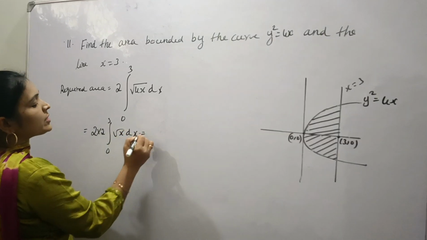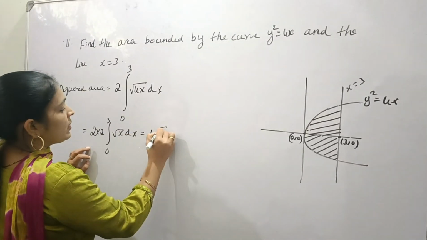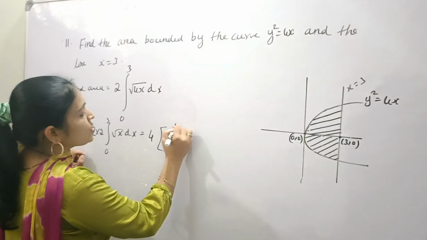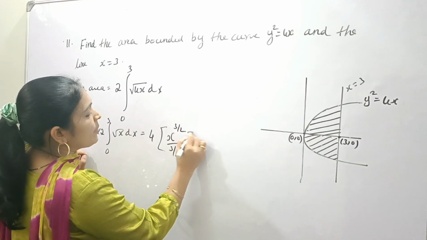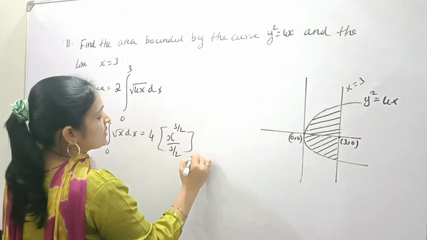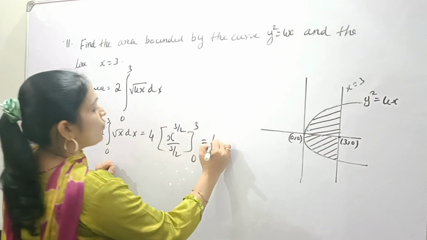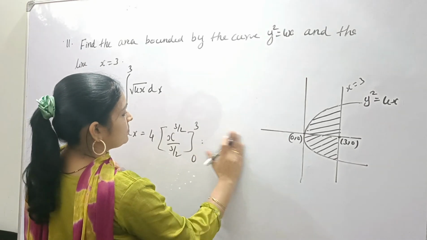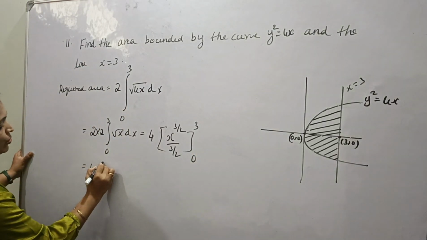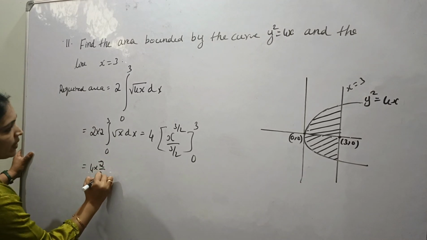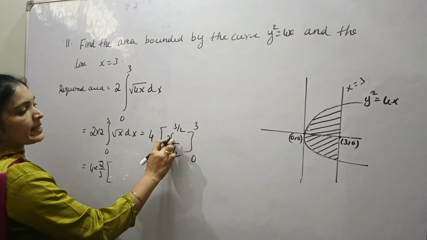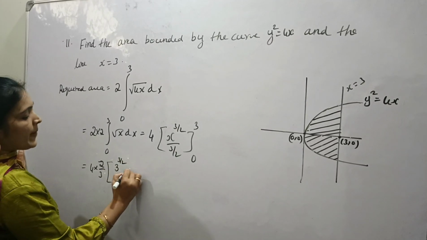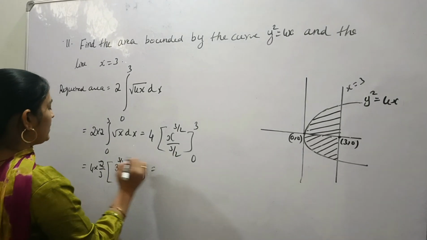Integral of root x, that is the integral of x raised to 1 by 2, is x raised to 3 by 2 divided by 3 by 2, limits 0 to 3. So 4 into 2 by 3, substitute x is equal to 3, that is 3 raised to 3 by 2 minus 0.